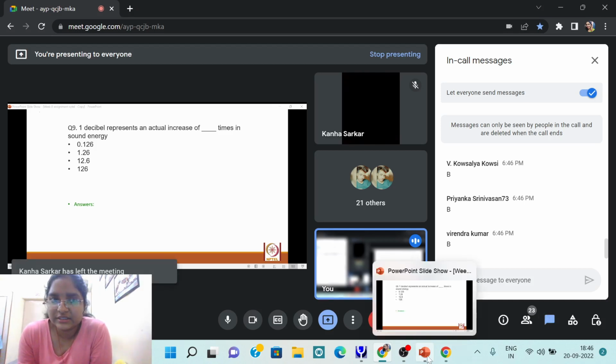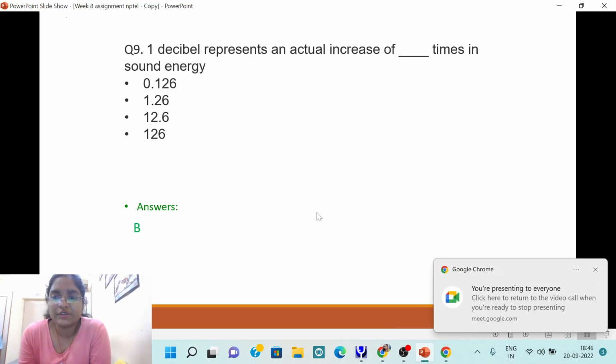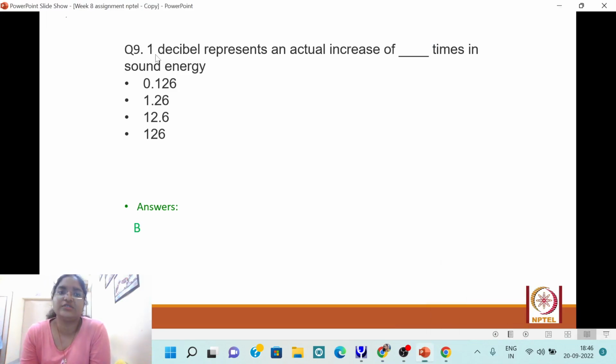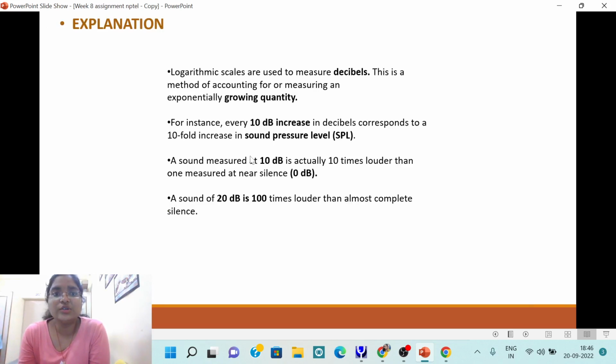Okay, let's see if it is the correct answer. Everyone has given B and B is the correct answer, right? 1 decibel represents an actual increase of 1.26 times in sound energy. Logarithmic scales are used to measure decibels. This is a method of measuring an exponentially growing quantity. For instance, every 10 dB increase corresponds to a tenfold increase in sound pressure level.